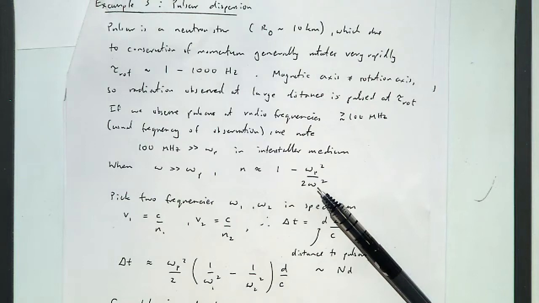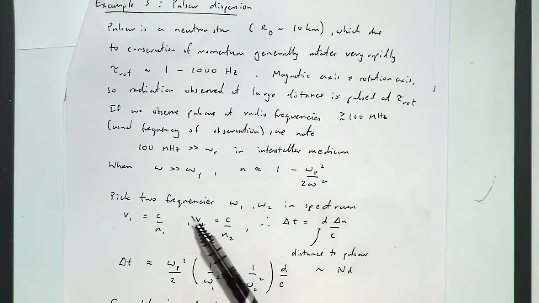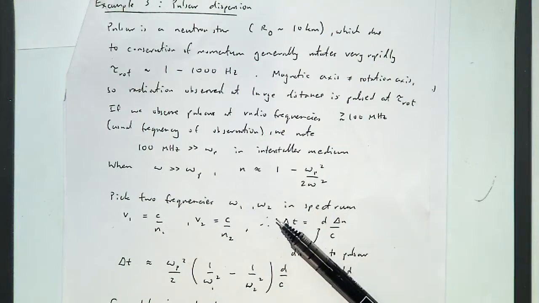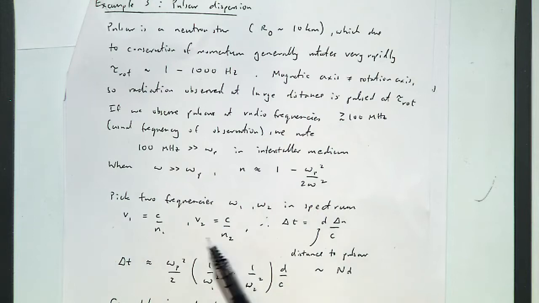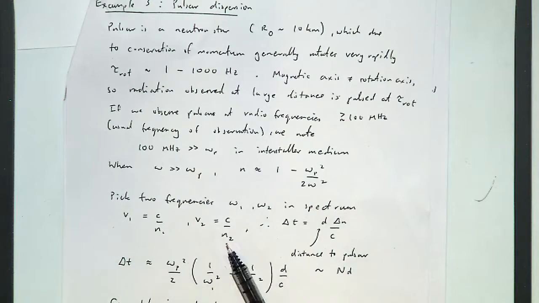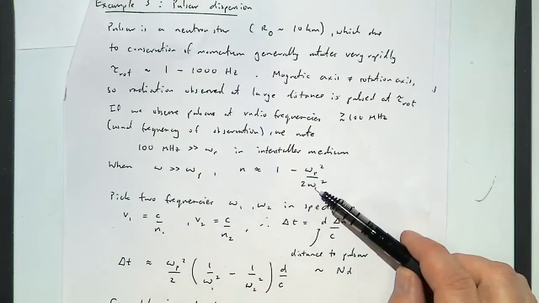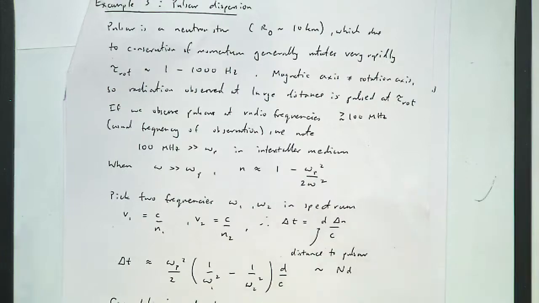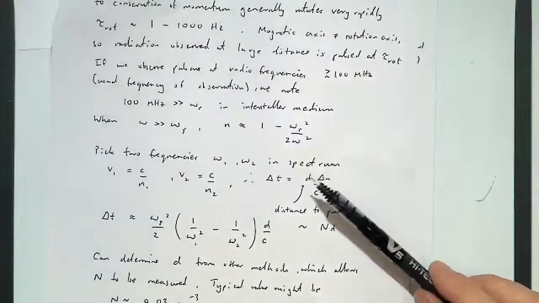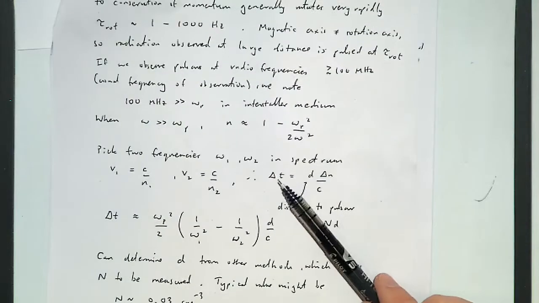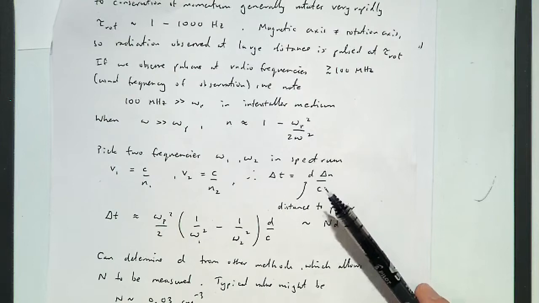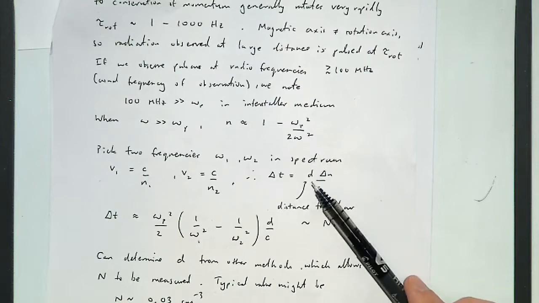And then if we pick two frequencies, omega 1 and omega 2, from all the frequencies being emitted by that pulsar around this 100 megahertz regime, they should travel at two velocities related to the two refractive indices. For each frequency omega, we have a different refractive index n. So over an enormous distance, we should get a difference in time caused by the difference in the refractive index multiplied by this enormous distance to the pulsar.